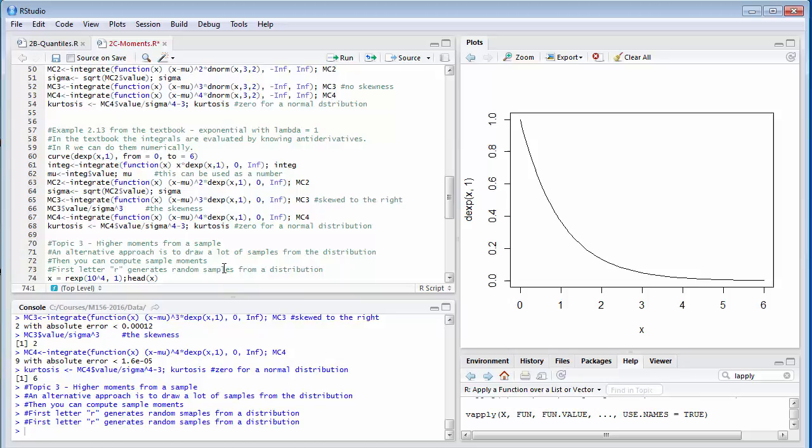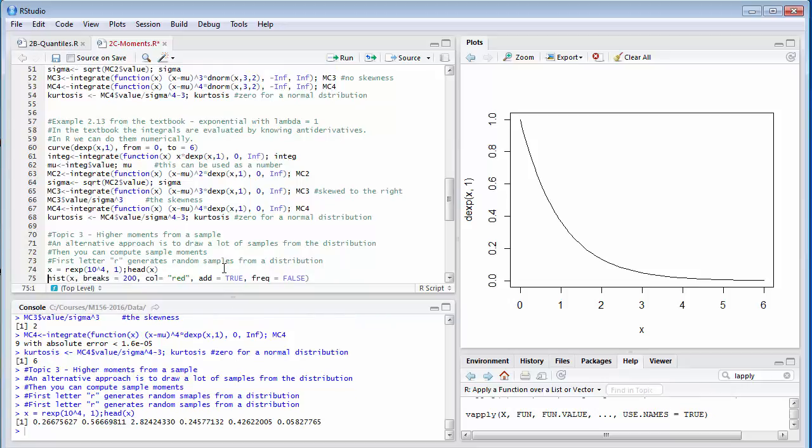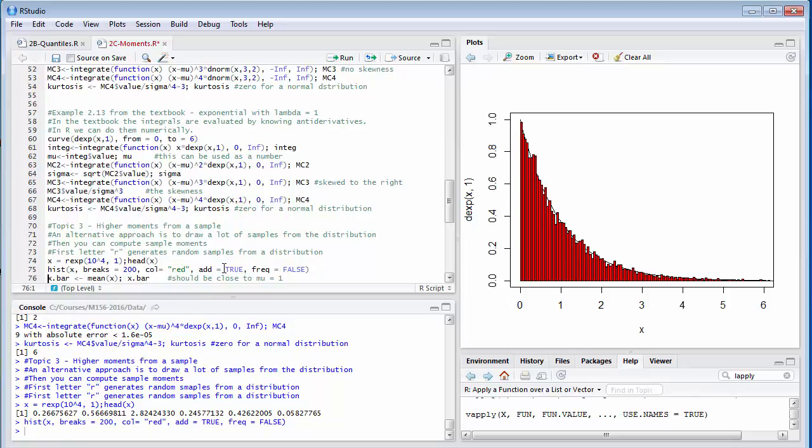Okay, so let's draw random samples from this exponential distribution with lambda equal to 1. 10,000 samples is perfectly reasonable for my computer. And if I call for the head of this vector, you see I get a bunch of numbers. They're all positive, and the large ones look a bit on the unlikely side. To look at more data, I plot a histogram, and that lines up fairly well with my probability density function.